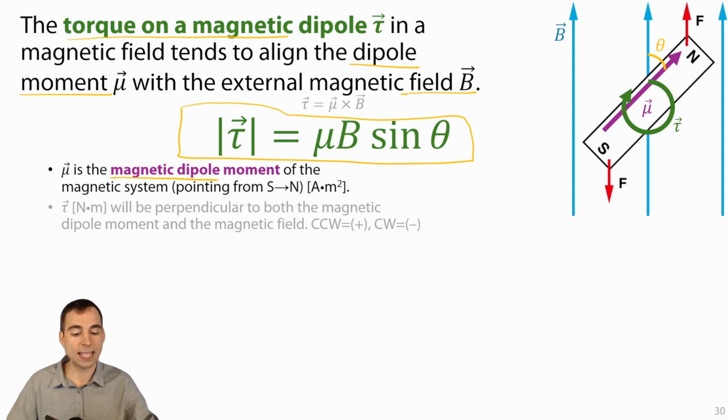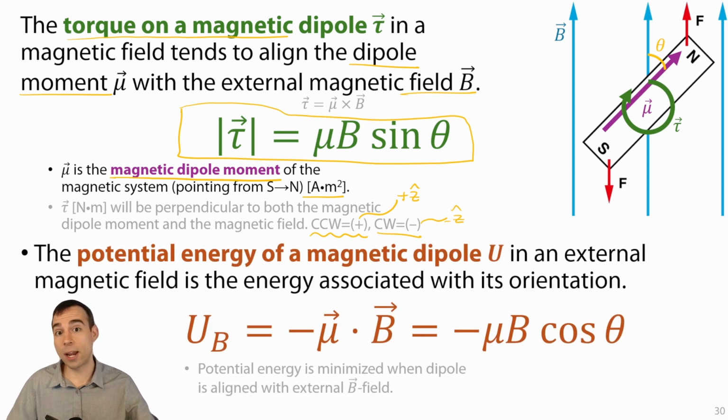Mu is the magnetic dipole moment. It essentially tells you about how strong the polarity is within that magnetic system. And this has units of amps times meters squared. Remember that the torque is ultimately a three-dimensional vector that could either rotate in the clockwise direction, negative, or the counterclockwise direction, positive. And now we know that counterclockwise positive essentially means that the torque points in the positive z-hat direction, whereas clockwise essentially means that the torque points in the negative z-hat direction.